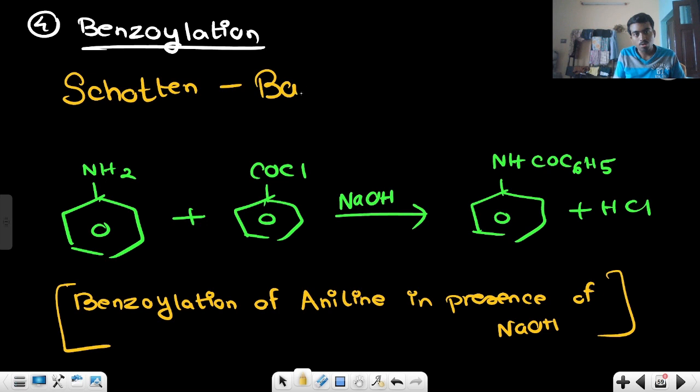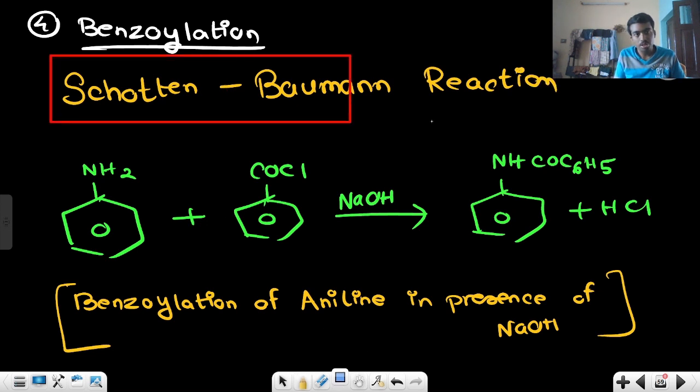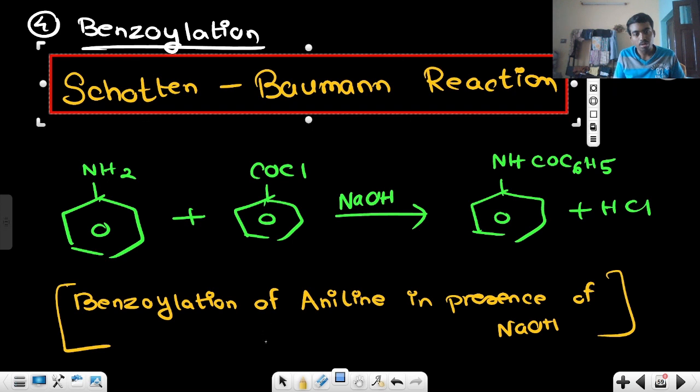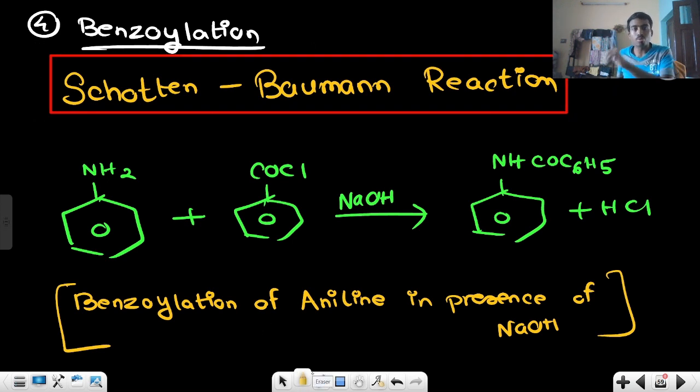This reaction is called Schotten-Baumann reaction. So if it is coming as a name reaction, then you cannot write pyridine. That is why I did not write pyridine. Because if you write pyridine, it is not Schotten-Baumann reaction, but it is a benzoylation reaction. So Schotten-Baumann reaction is for NaOH in presence of benzoyl chloride. Clear? So benzoylation of aniline in presence of NaOH is called Schotten-Baumann reaction. Okay, this one is clear.